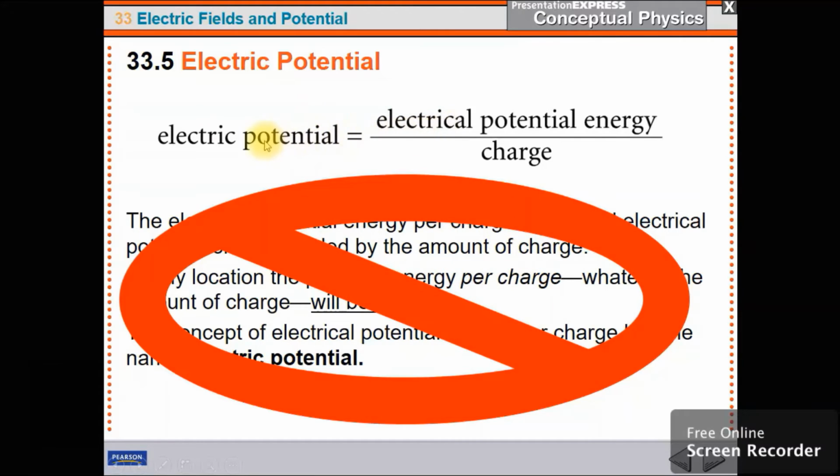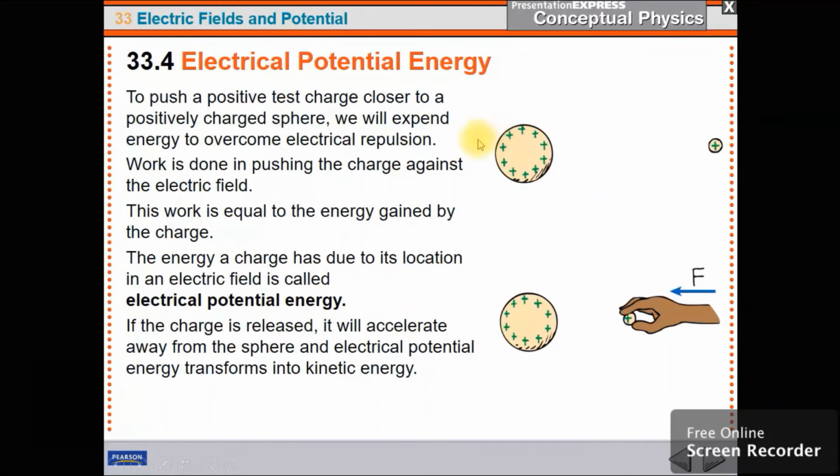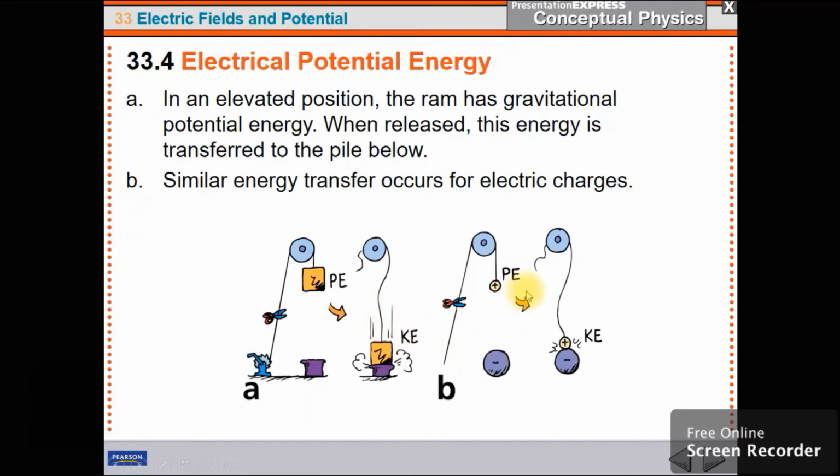Now, this little equation is true. Electric potential is electrical potential energy per charge. So this potential, what we're going to call voltage, is the potential energy divided by the charge. And what's the potential energy? Remember this situation? That's the potential energy. It's like the gravity situation. The potential energy gets converted to kinetic energy, the energy of motion.